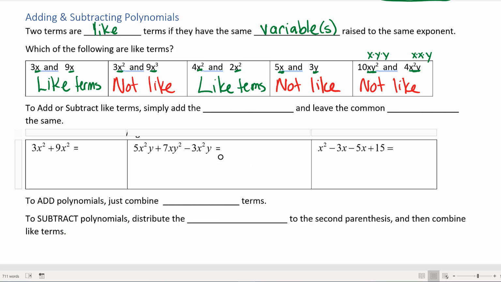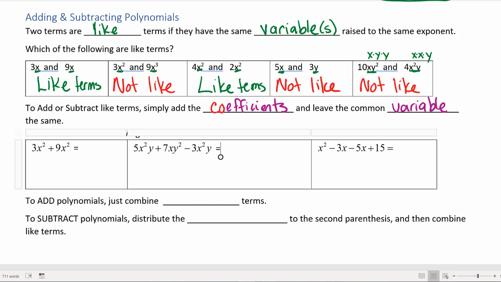Now, in order to add or subtract like terms, all you're going to do is simply add the coefficients. That means the number in front, and leave the common variable the same. Remember, they have to be the same in order to add them. So we're just going to leave the variables the same.